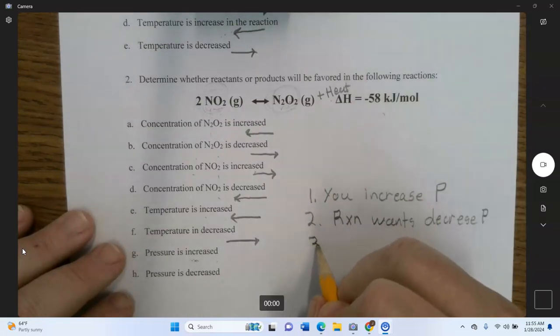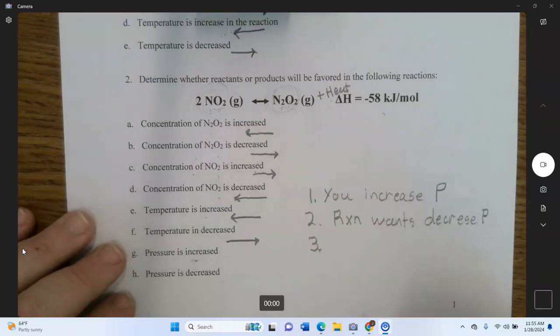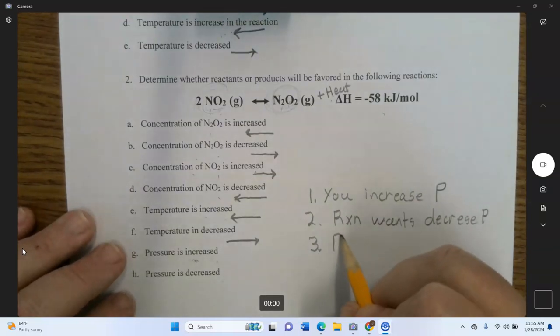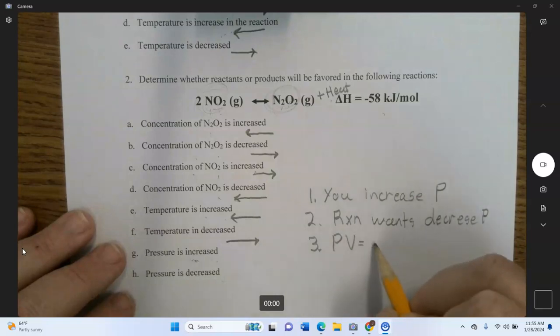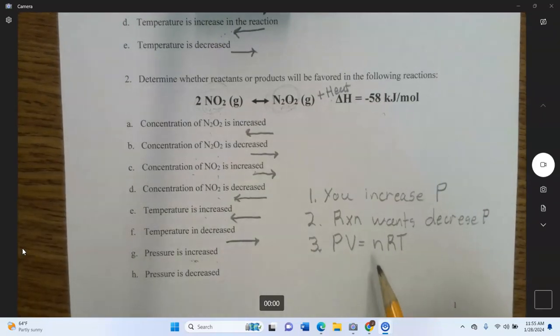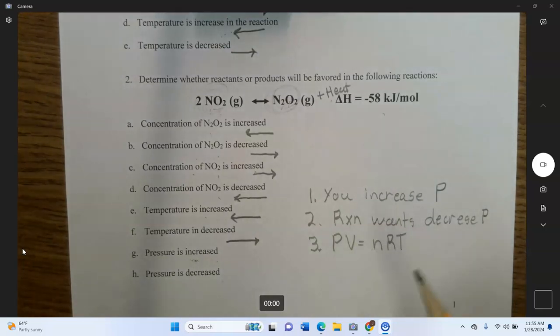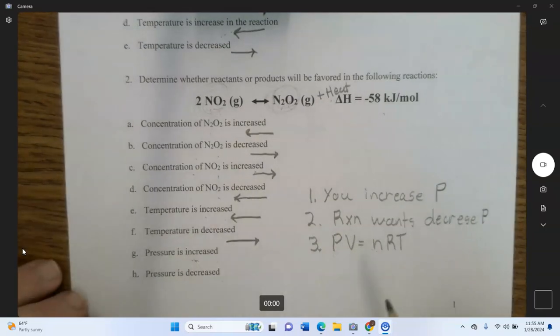Okay. So the reaction doesn't have any control over volume or temperature, but it has control over one thing, and that's the number of moles. And it wants to decrease the pressure. It knows if it can reduce the number of moles, it'll reduce the pressure. If it can cut the number of moles in half, for example, it can cut the pressure in half. Now, it may not want to go that far, but it wants to reduce it, okay?